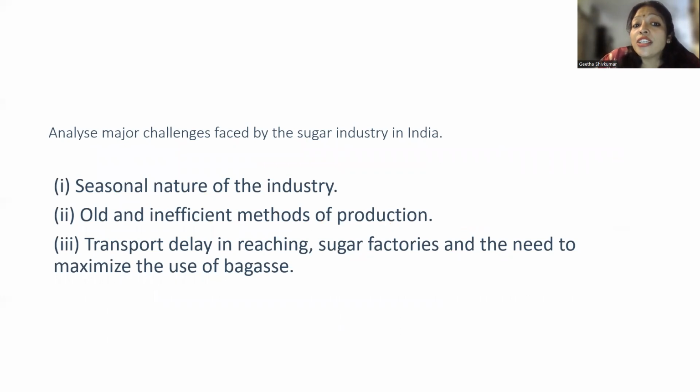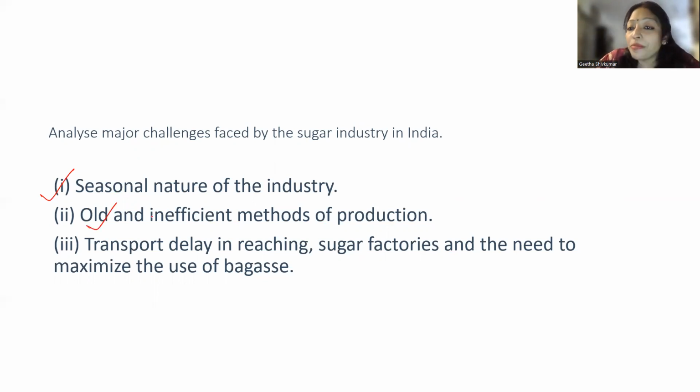Analyze the major challenges faced by the sugar industry. Now we are moving into the sugar industry. What are the major challenges faced by the sugar industry? Seasonal in nature. Okay, sugar kahan se milta hai? Ganne se milta hai, that is sugar cane. So sugar cane is seasonal in nature. So any industry which is seasonal in nature is going to produce in certain climate, certain season.